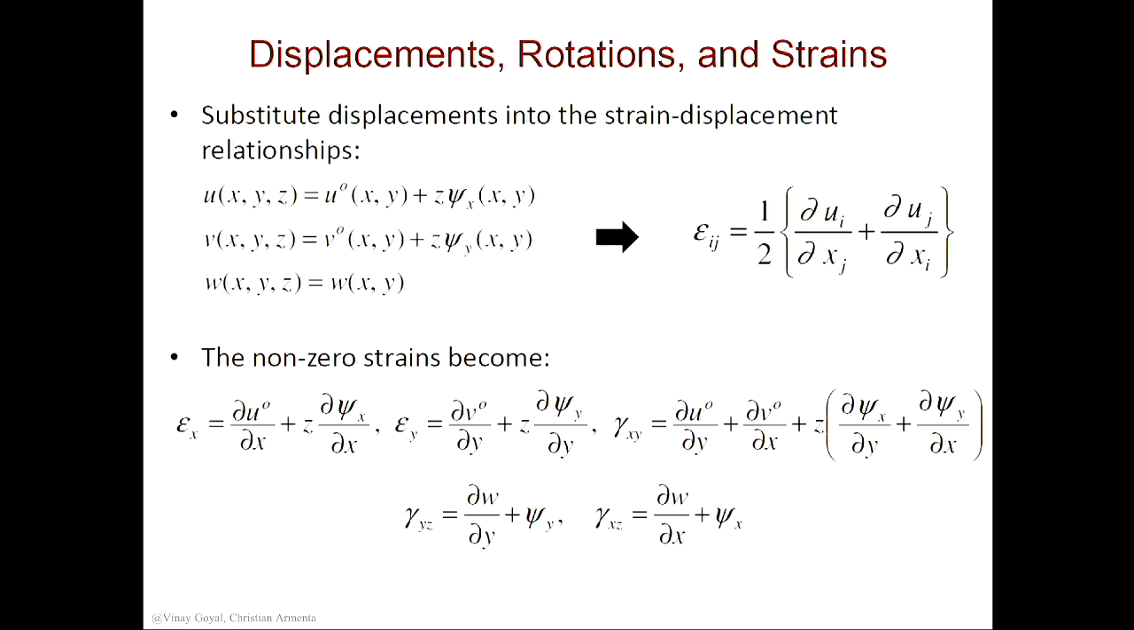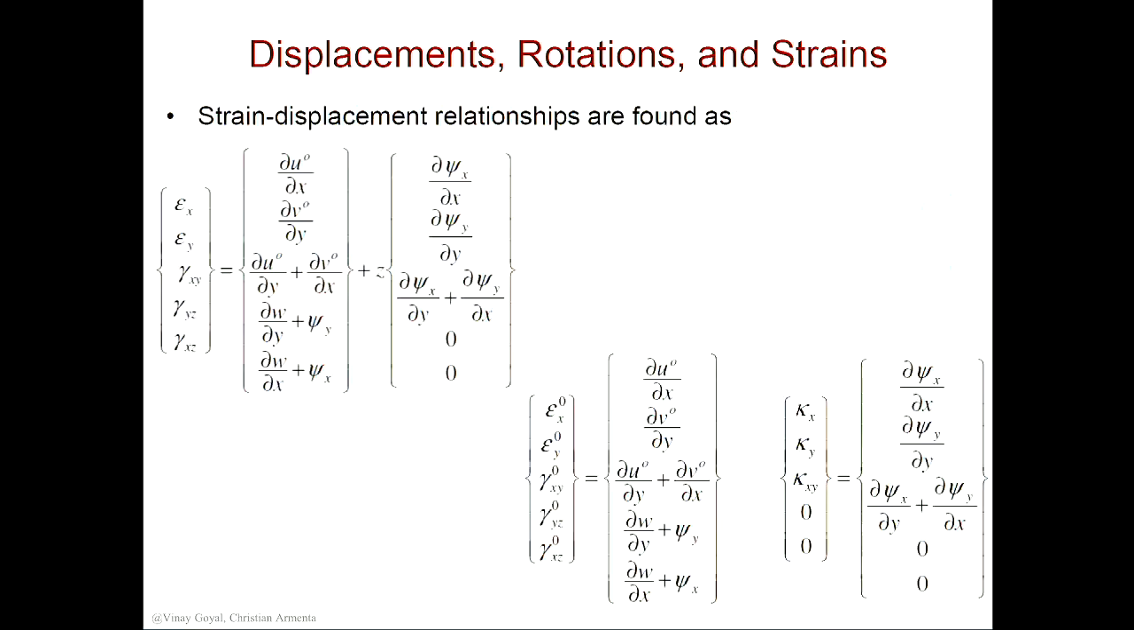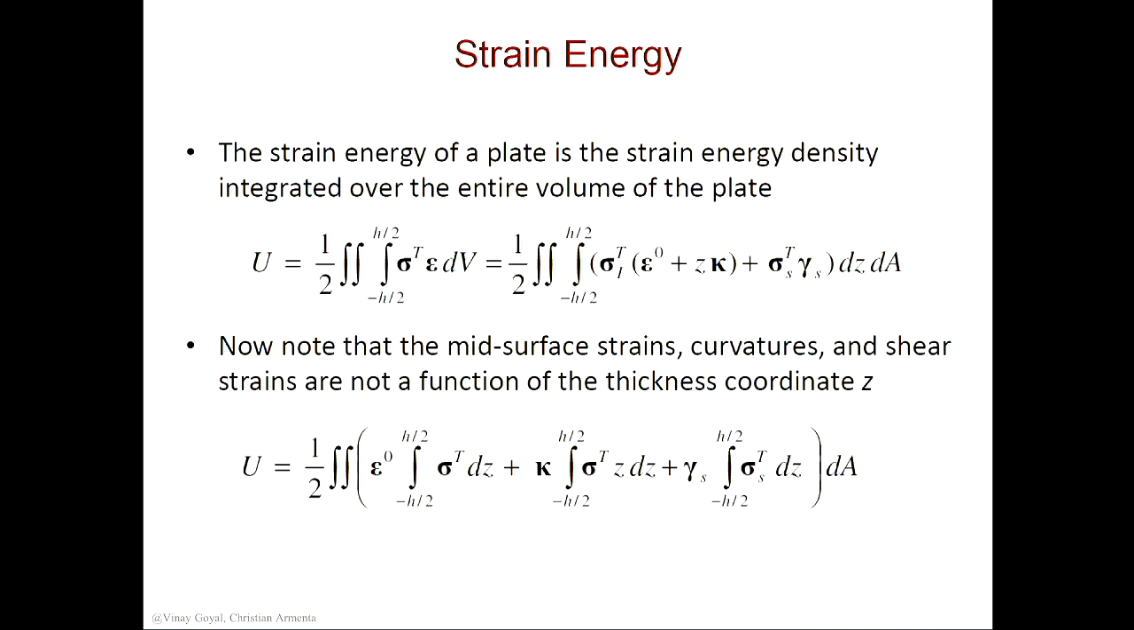One more time. You agree that none of this stuff depends on z? Right? Except for here, it's an explicit function of z. Because of that, I can do a trick. I can integrate now all my strains. I can basically integrate this from minus h half to h half. So what I'll do is integrate through the thickness and leave the in-plane direction alone.